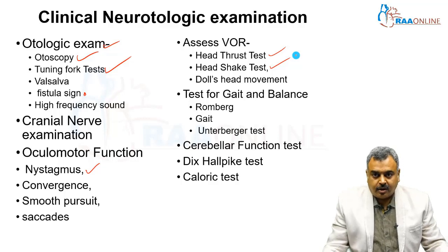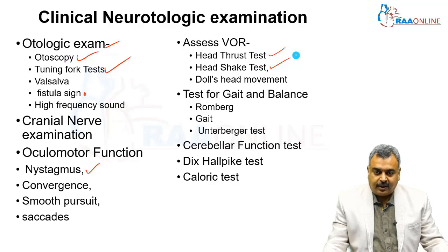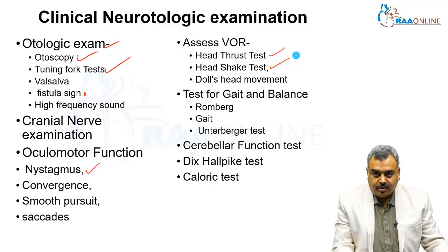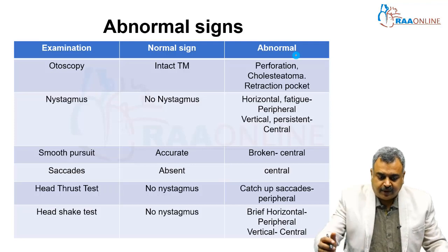Then it is not complete without the cerebellar function test, and if we suspect a positional vertigo, we have to do a Dix-Hallpike test. And we can also do the caloric test to complete the neurootological examination. So what are the abnormal signs that we find?